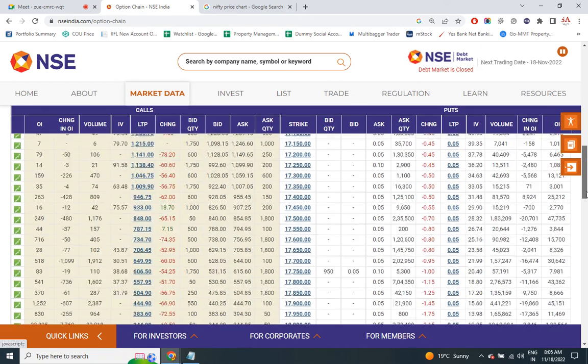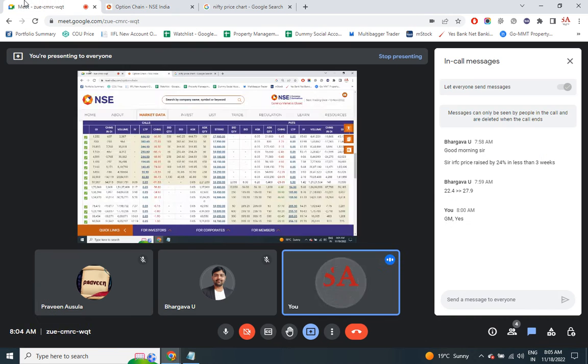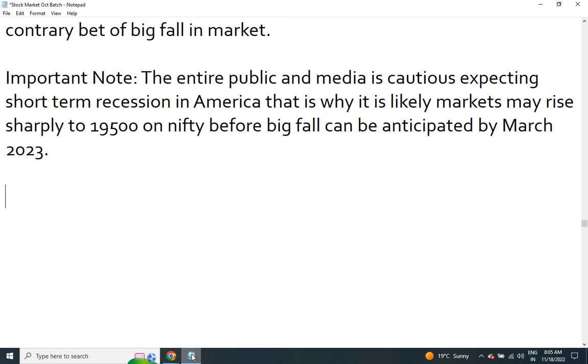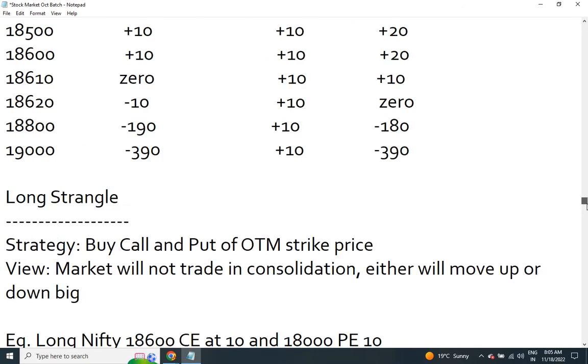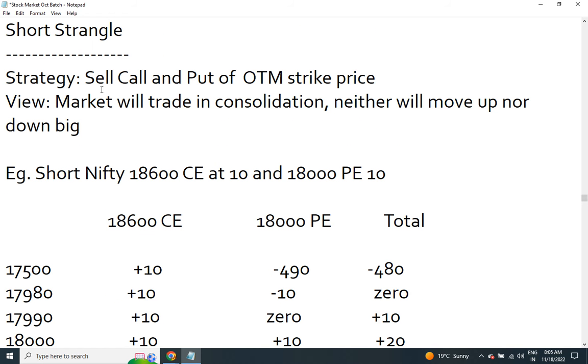Alright. So those who ever sold options here, they have benefited in both the legs. What is that strategy called? Short strangle, which we have already discussed. See here. Sell call and put of OTM strike price. At that time the premium was 10 rupees and 10 rupees.